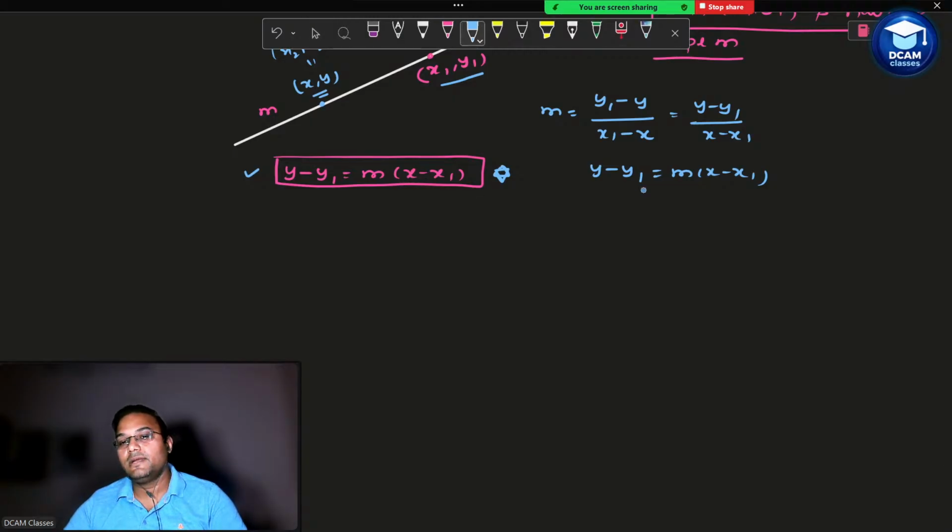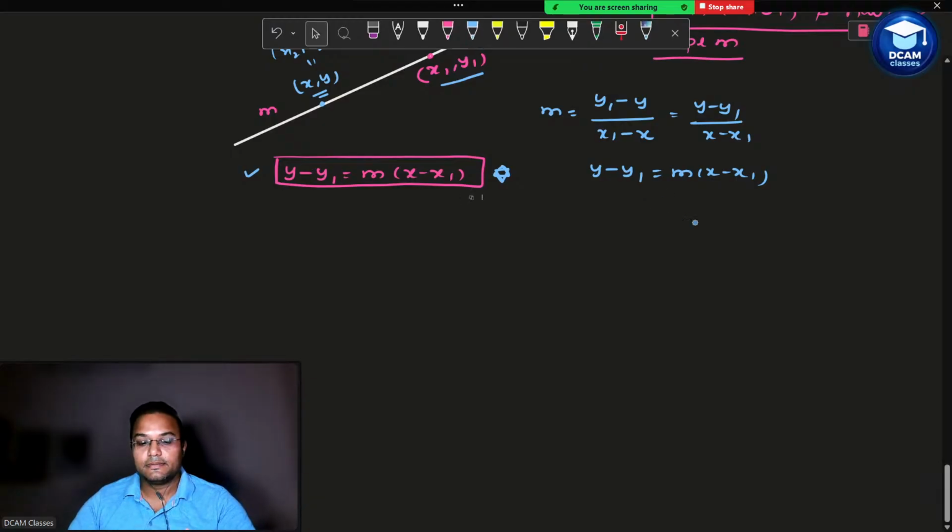If you remember this formula, it's okay. So basically we are assuming a point so as to calculate the slope. Yes. Okay. Understood? Yes, sir. Okay. From now on, we'll go slow. It was a recap, so I was going fast.